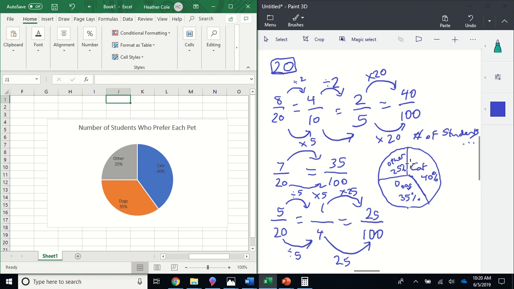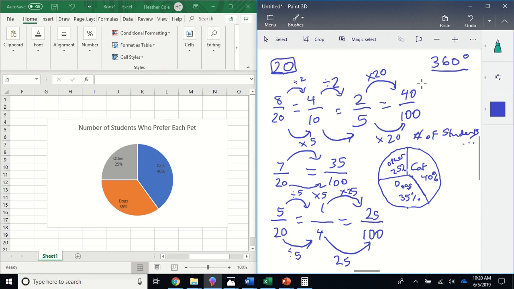To find the right number of angles, I know that there are 360 degrees in a full circle. So I'm just going to have to change my denominator, find an equivalent fraction with 360 degrees as my denominator to find what fraction of a circle in degrees is each of these. If I do 360 divided by 100, I get 3.6. So if I multiply by 3.6 on the top and the bottom, I'll get my answer.